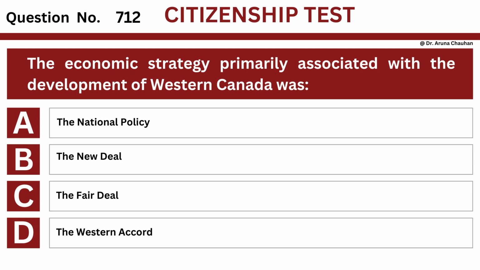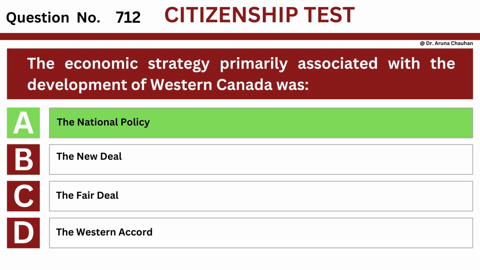Question number 712. The economic strategy primarily associated with the development of Western Canada was: option A, the National Policy. Option B, the New Deal. Option C, the Fair Deal. Option D, the Western Accord. The answer is option A, the National Policy.